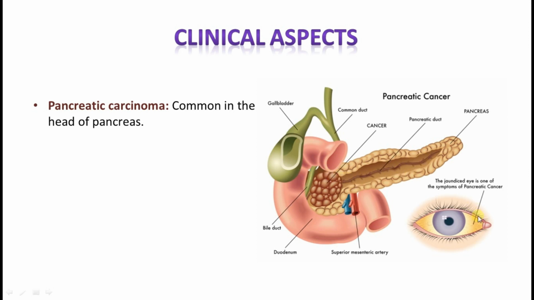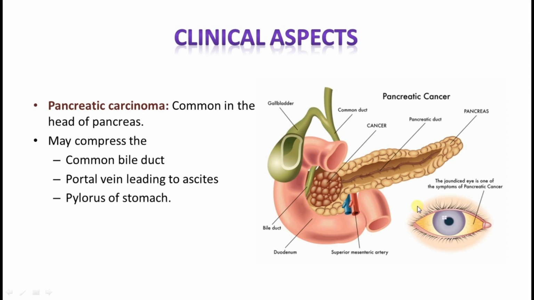Again, it may compress the bile duct, producing symptoms of obstructive jaundice. Apart from that, you have weight loss, loss of appetite. In pancreatitis, again pain, tenderness, fever. Pancreatitis is not only acquired, it might sometimes be autoimmune, where auto destruction takes place. Cancers of the head of the pancreas might compress the bile duct, the portal vein leading to ascites, or the pyloric sphincter, so the pyloric opening might also be compressed.